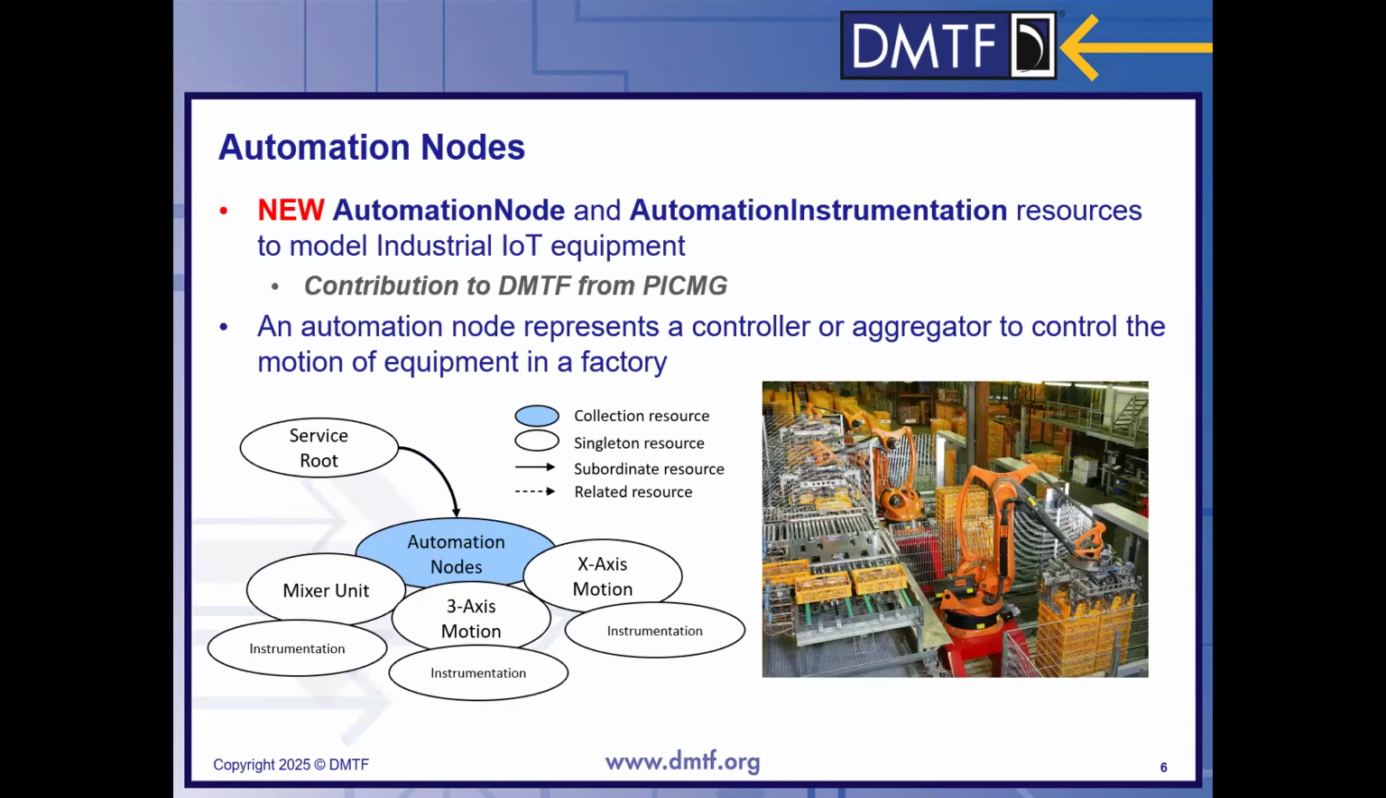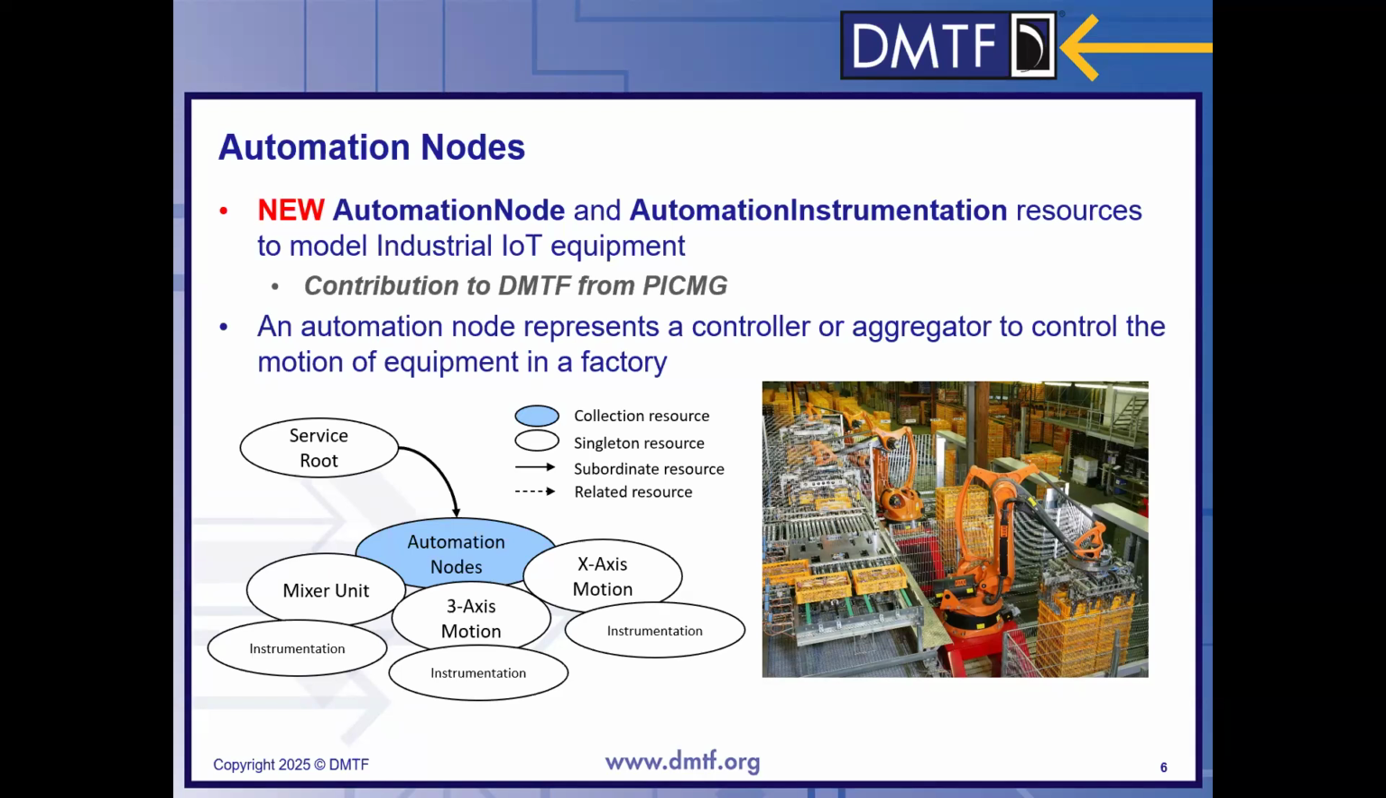Okay, thanks, Bill. So first, I'll get into some of the details about automation nodes. We've added 2 new resources for modeling what are called automation nodes, automation node and automation instrumentation. These are to represent pieces of equipment that you might find in industrial IoT environments. So think smart factories. This was a contribution that came into DMTF through PICMG, and there was joint work involved to flesh out the model a bit more and make it comprehensive to both organizations.